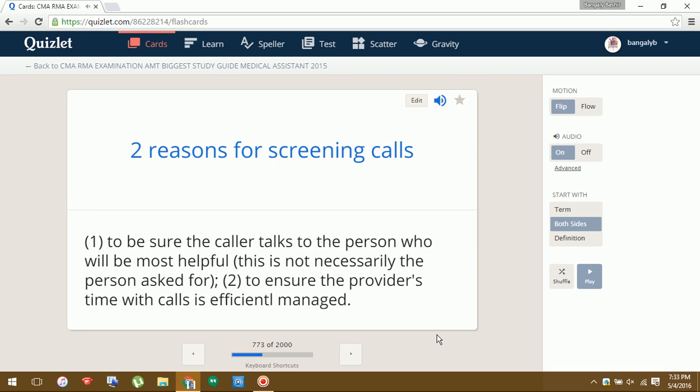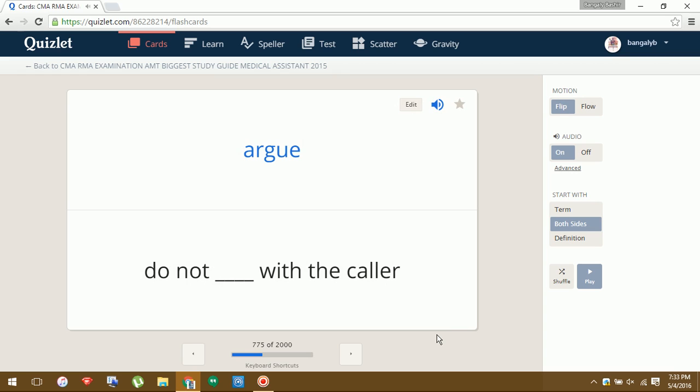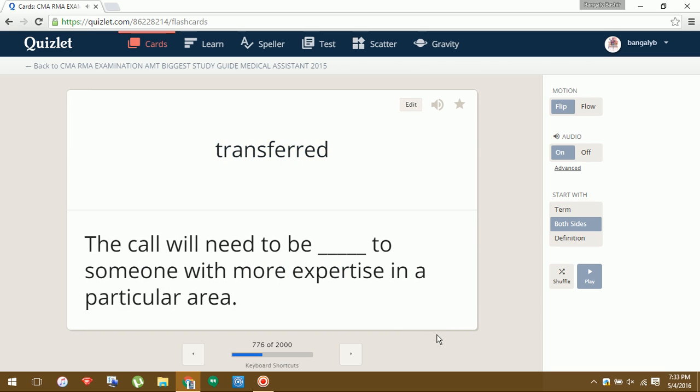2 reasons for screening calls. To be sure the caller talks to the person who will be most helpful, and to ensure the provider's time with calls is efficiently managed. Screening process is usually a simple process of asking the caller's name and the reason for the call. Argue. Do not argue with the caller. Transferred. The call will need to be transferred to someone with more expertise in a particular area.